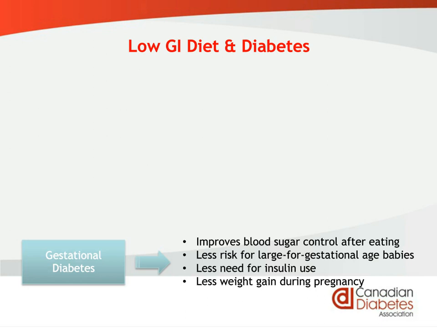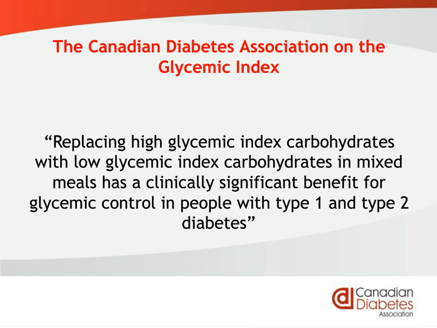All right, so this statement that I'm showing here is from the Canadian Diabetes Association Clinical Practice Guidelines. I'll just read it: replacing high glycemic index carbohydrates with low glycemic index carbohydrates in mixed meals has a clinically significant benefit for glycemic control in people with type 1 and type 2 diabetes. It mentions glycemic control because the best evidence for low GI has been in blood sugar management. And you may notice that gestational diabetes is not on there.